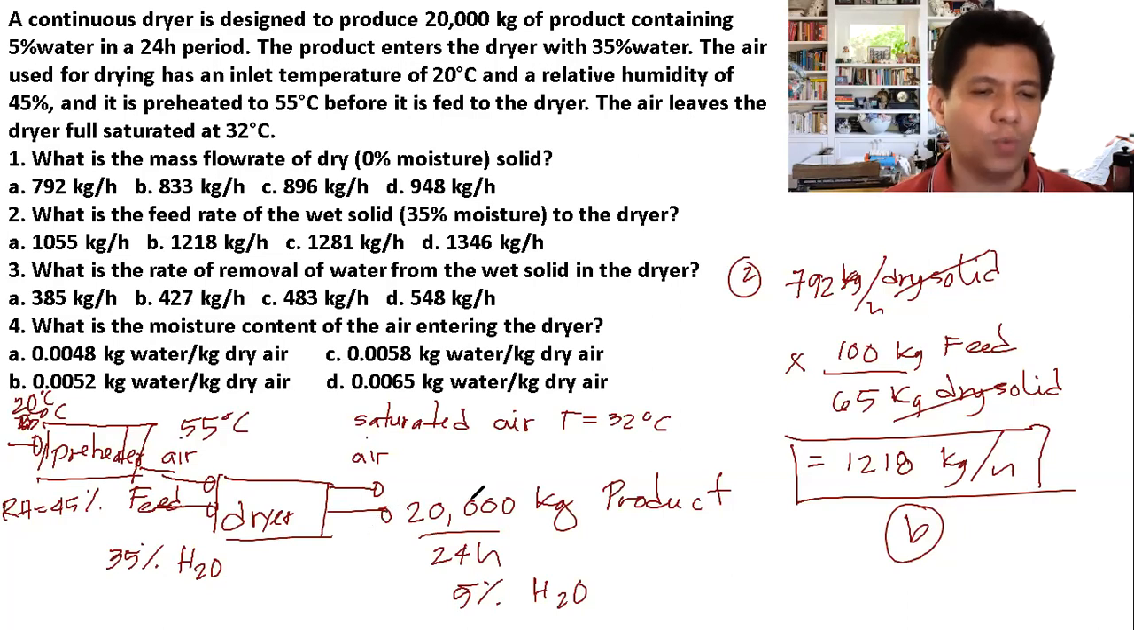Ano ba? Base is 1 hour. So it would be the amount of product. Our answer for letter this one, 20,000 divided by 24 hours. Okay? Minus the feed will give you the amount of water. It's that simple. Number 3 is that simple. Ano? So let me erase again this. I hope you can follow my solution.